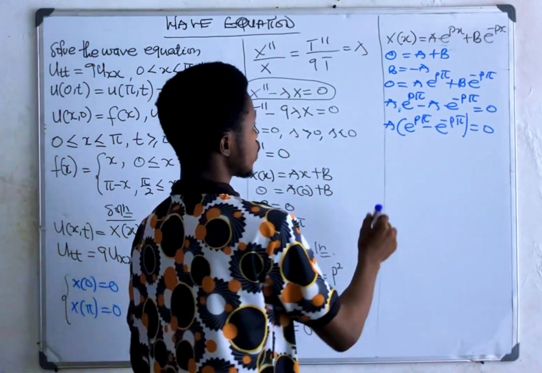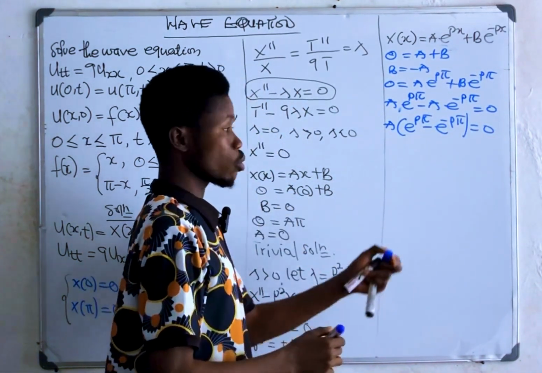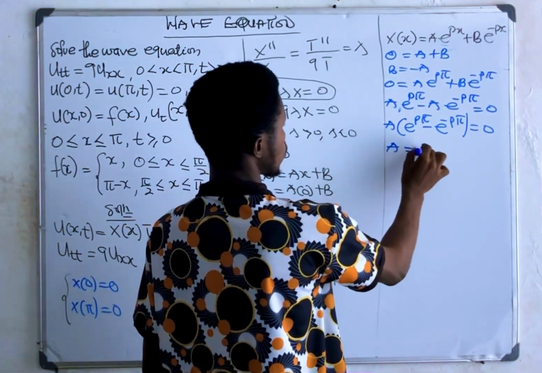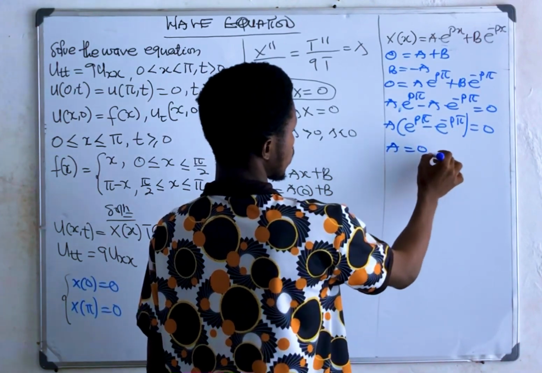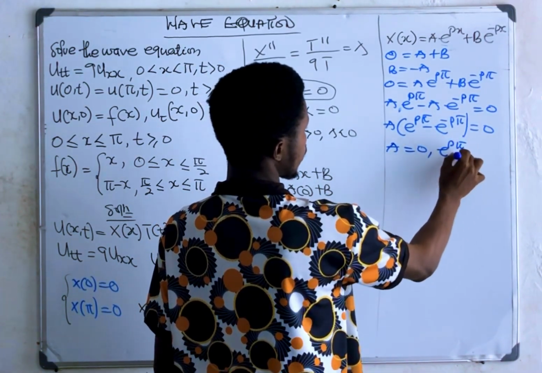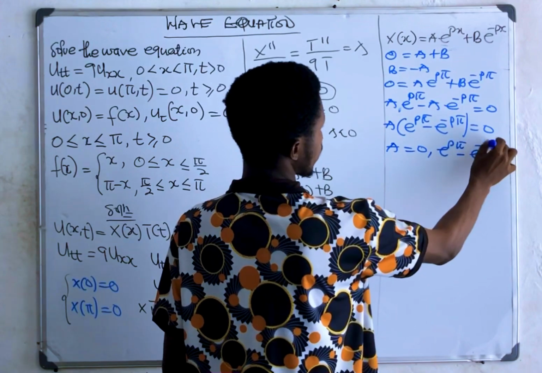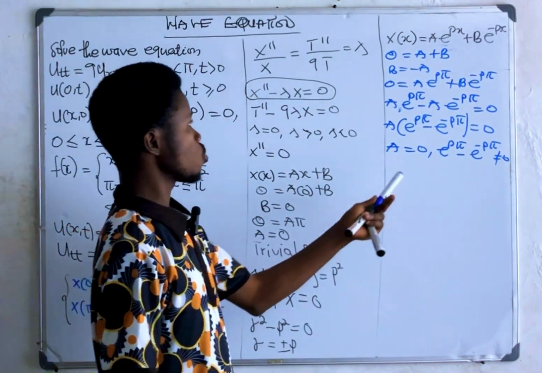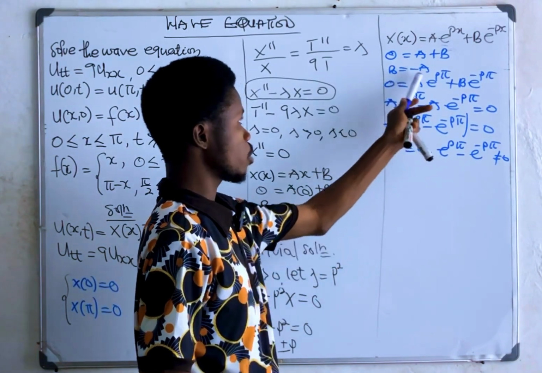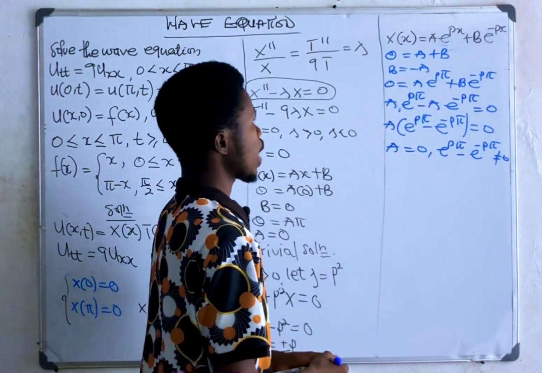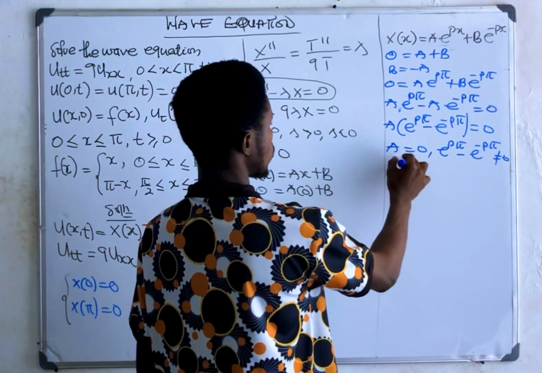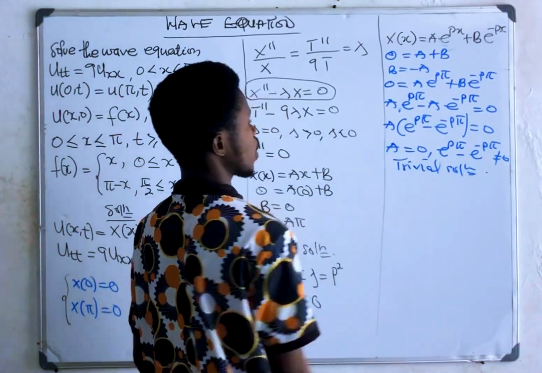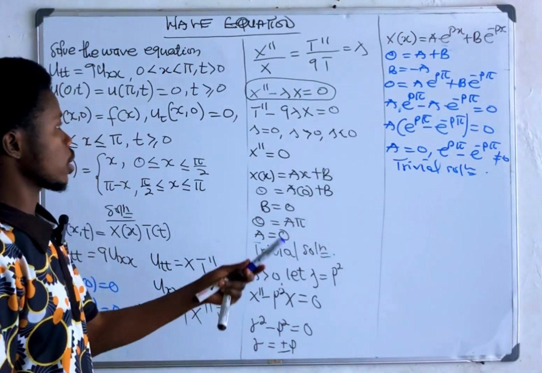Is that okay? Now here, you and I know that there's no way that the exponential function can be 0. So the only thing that can be 0 here is a equals 0. But this, which is e to the p pi minus e to the negative p pi, can never be equal to 0. Is that okay? So here too, if a is 0, b will also be 0. So since a and b are 0, we also yield a trivial solution. Is that okay? Yes. So that one is also done.